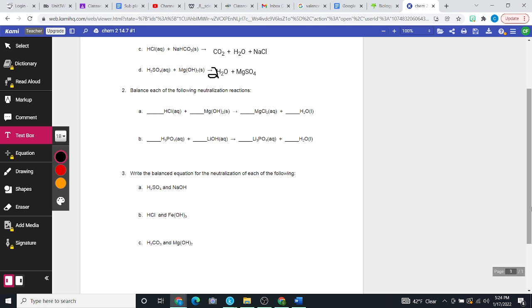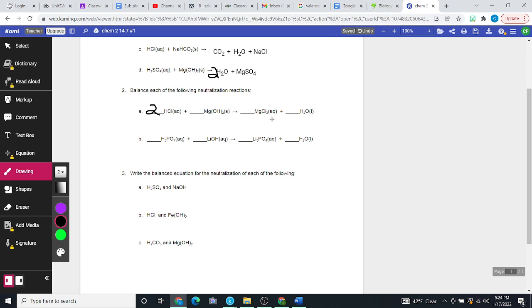All right, number 2, we are just simply balancing these. If I look at this, I need a 2 here, right? 2 chlorines, 2 chlorines. Now I have 4 hydrogens, so I need to put a 2 here to give me 4 hydrogens. That gives me 2 oxygens, and I have 2 oxygens, so everything's good now.